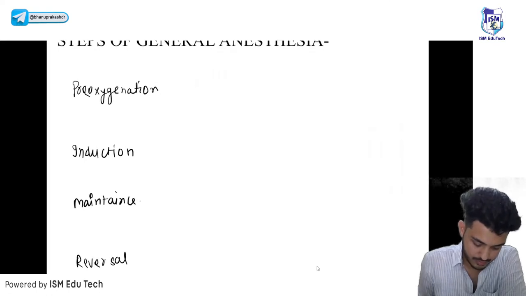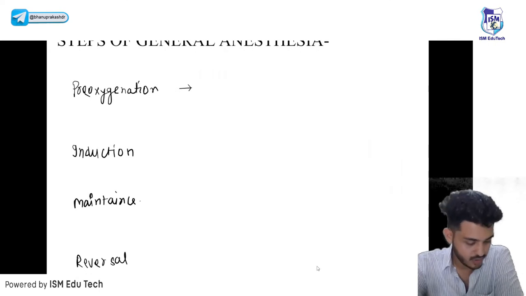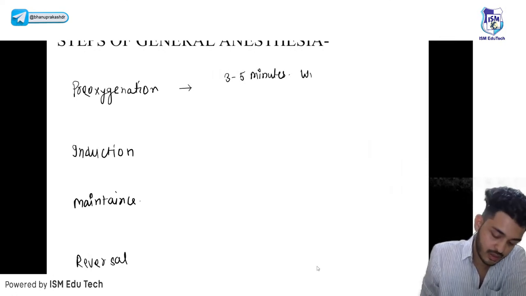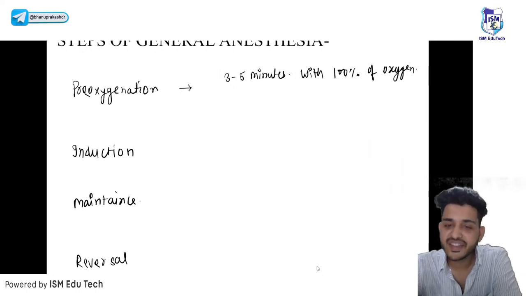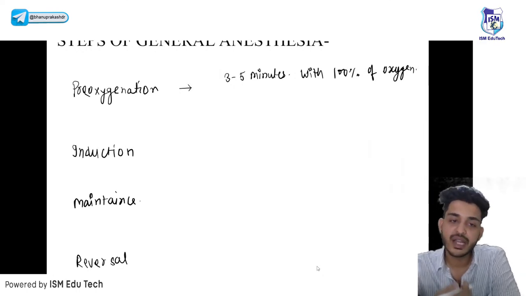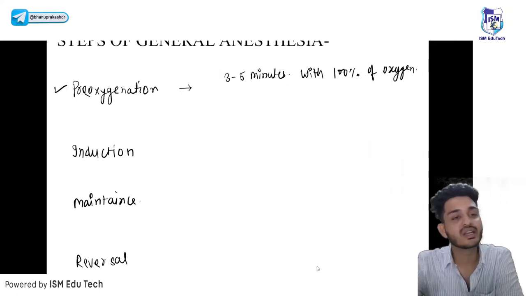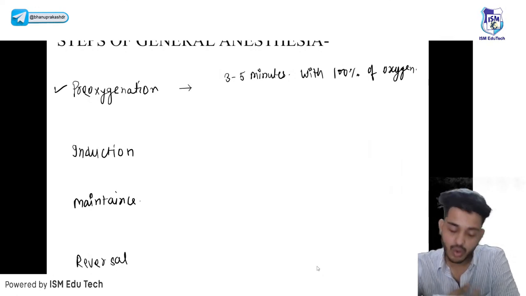Why do we pre-oxygenate our patients? We are pre-oxygenating our patients for 3 to 5 minutes with 100% oxygen. If there is any mishap during the intubation, or if there is difficult intubation, in that case the pre-oxygenation will help you. That will buy you some extra time. Iski wajah se apan ko aur time mil jayega.